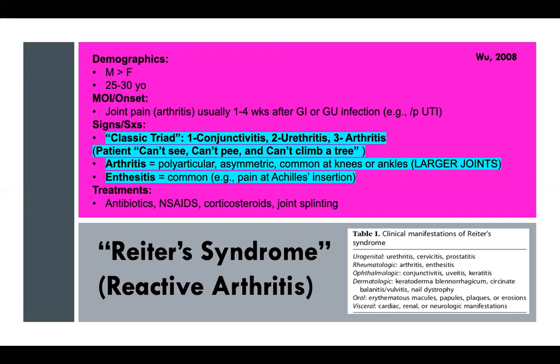It commonly affects larger joints, different than the presentation we saw in rheumatoid arthritis. So commonly at the knees and ankles, asymmetric, could be polyarticular. Enthesitis is a possibility and common at the Achilles insertion. So somebody could present with what could have been misdiagnosed as an Achilles tendinopathy, an insertional Achilles tendinopathy. So keep that in mind for reactive arthritis.